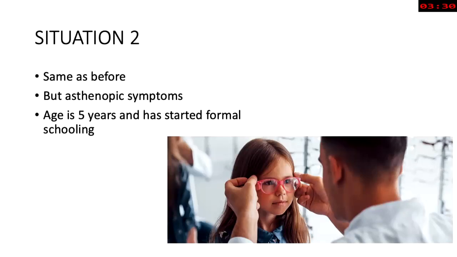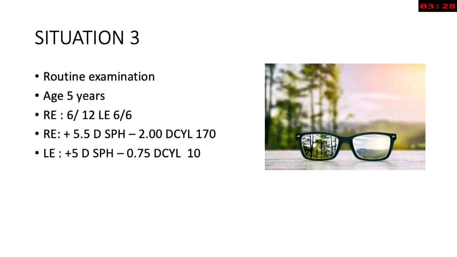Yes. So going to the next situation, it is a routine examination. The child's age is 5 years. The right eye vision is 6 by 12. The left eye is 6 by 6. When we do retinoscopy, there is +5.5 diopter spherical with a -2 cylinder in the right eye, and the left eye has +5 diopter with a -0.75 cylinder. So going from the retinoscopy, the astigmatism seems to be the problem. So giving the minimum plus with a full correction for astigmatism would be the way forward, with exercises.